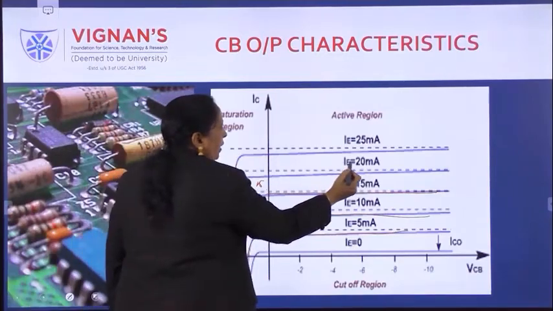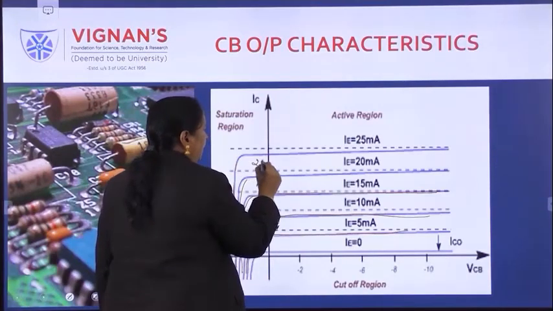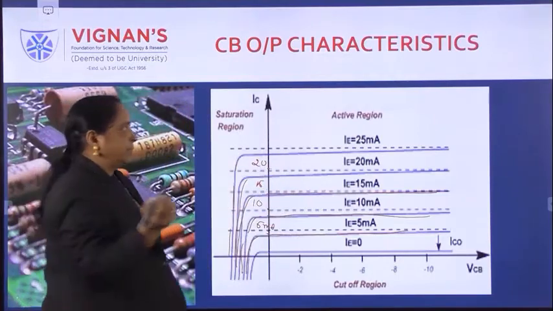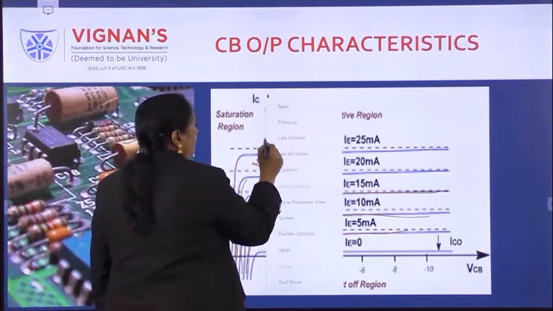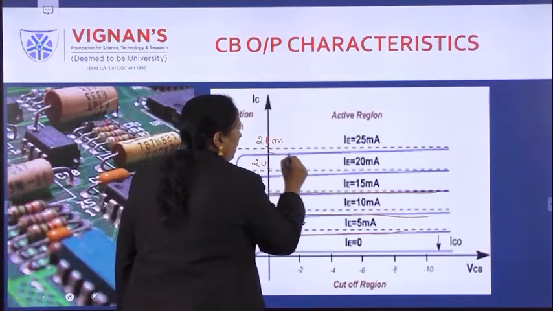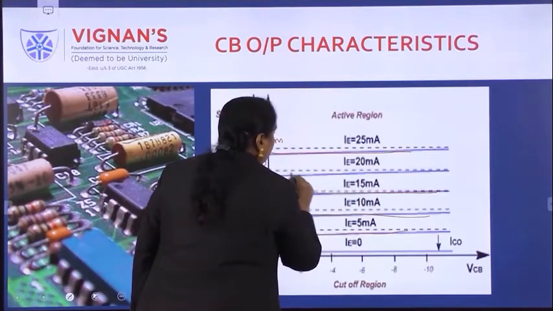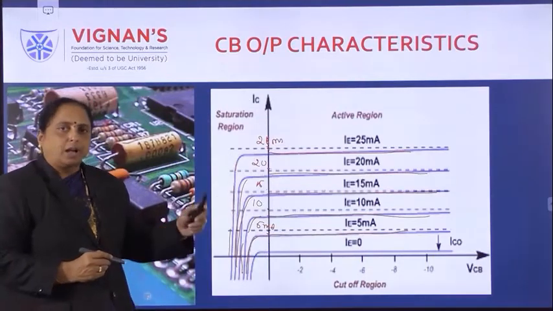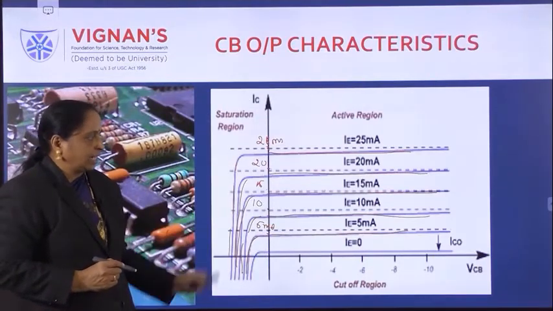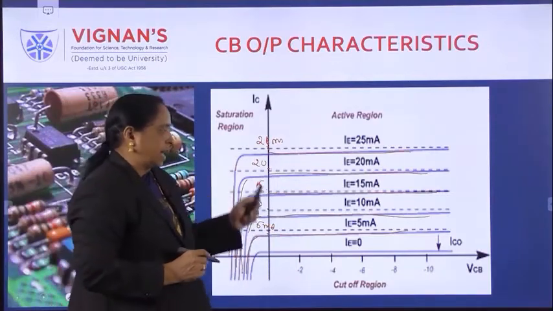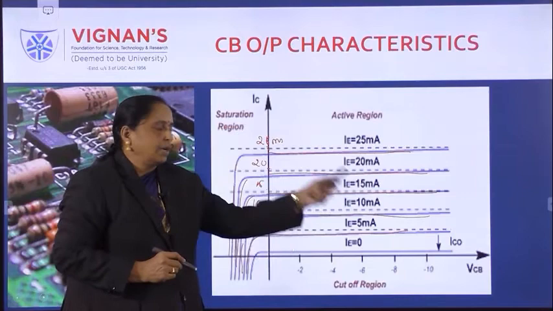Okay, similarly, when IE is equal to 20 milliamperes, IC is less than that, around 18 or 19 milliamperes. Similarly, if emitter current is 25 milliamperes, IC is almost below that value. See, all these shaded dark lines are the collector current, which is always less than the emitter current. That's why common base configuration output characteristics are parallel to the x-axis.